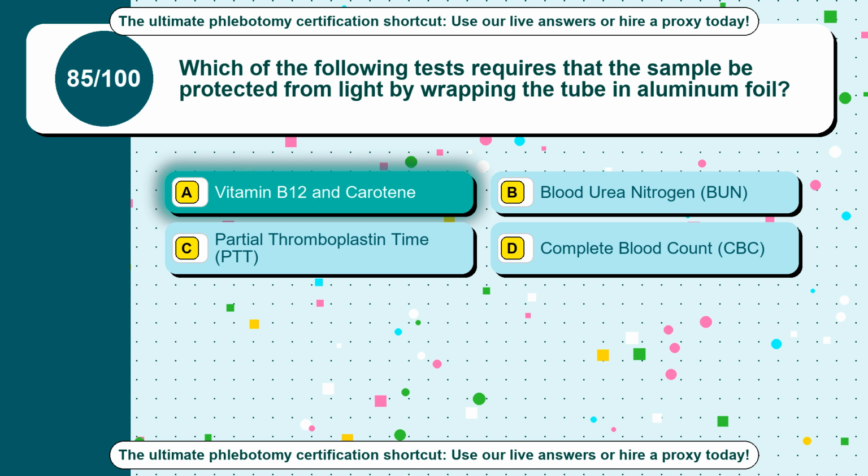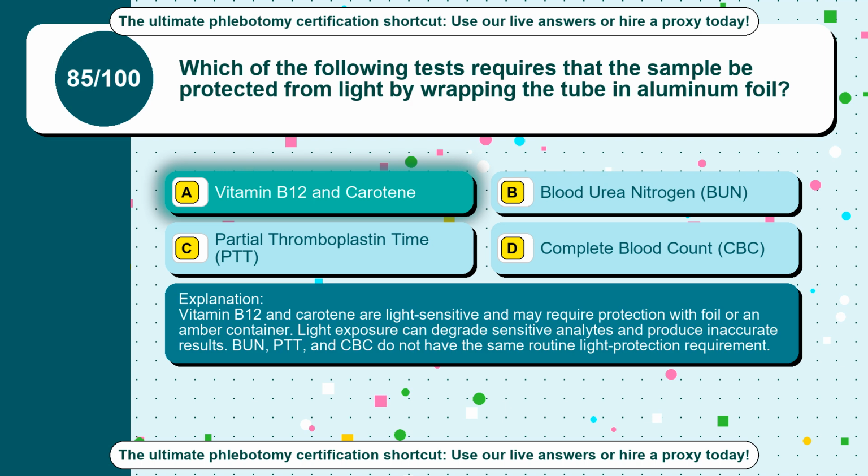The correct answer is option A. Vitamin B12 and carotene are light sensitive and may require protection with foil or an amber container. Light exposure can degrade sensitive analytes and produce inaccurate results. BUN, PTT, and CBC do not have the same routine light protection requirement.